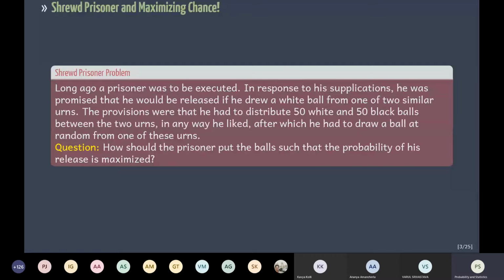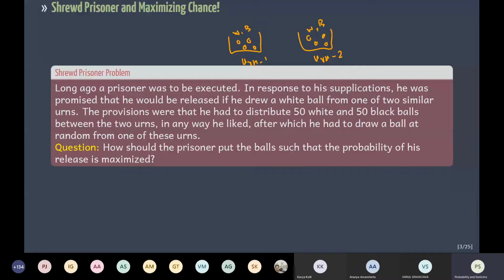So this is the problem we were discussing last time. And just to recall what we were doing last time, he had two urns, right? So urn 1 and urn 2. And he had to distribute the balls, and here also he's distributing the balls. So it could be a mix of white and black balls. Here also he has white and black balls.